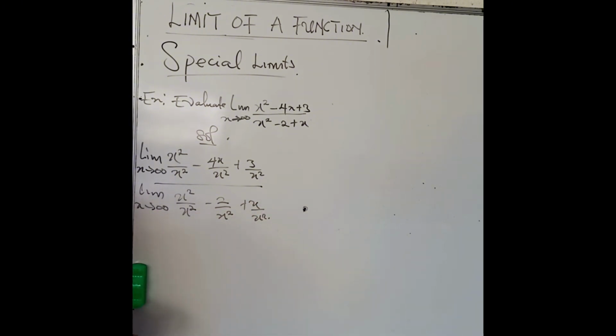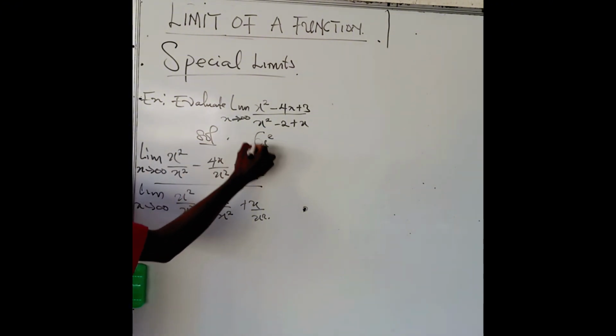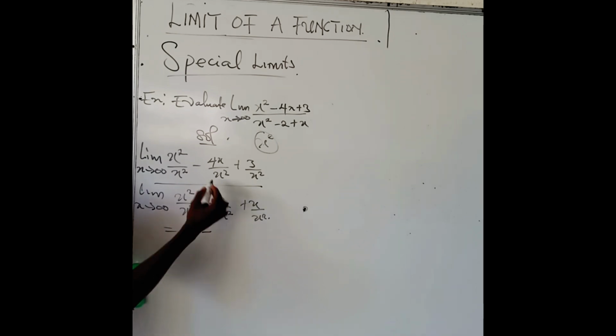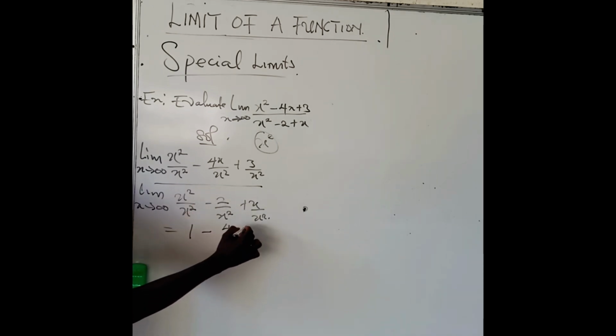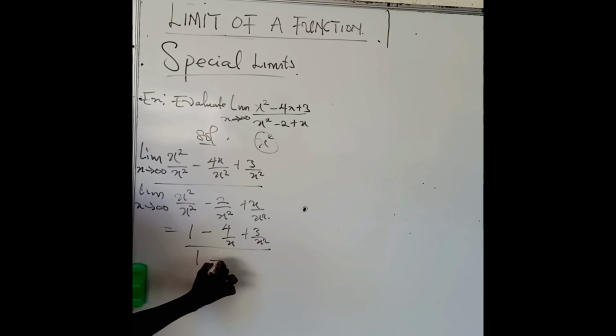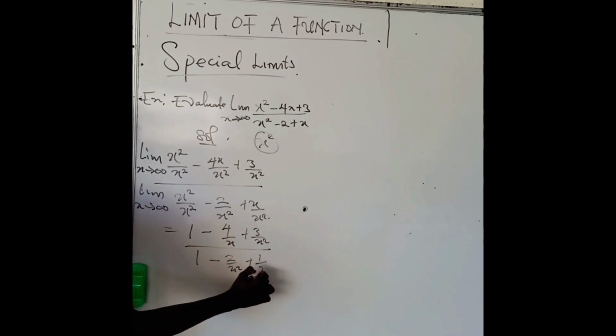Now, you have already taken the division by dividing both the numerator and the denominator by the highest power of s, which is s squared. Now, s squared divided by s squared is going to give us 1 minus 4 over s plus 3 over s squared, all over 1 minus 2 over s squared plus 1 over s.